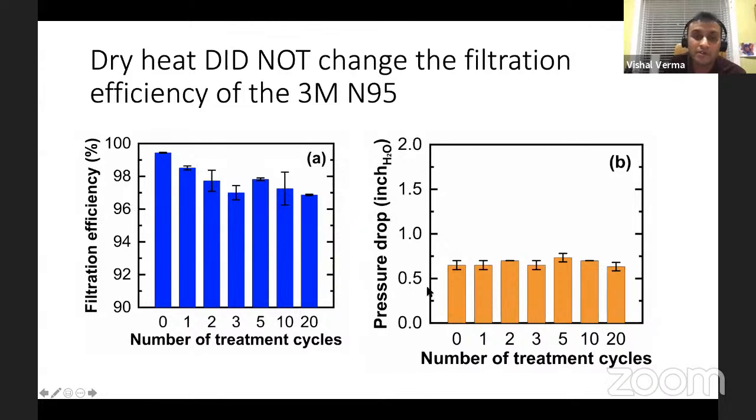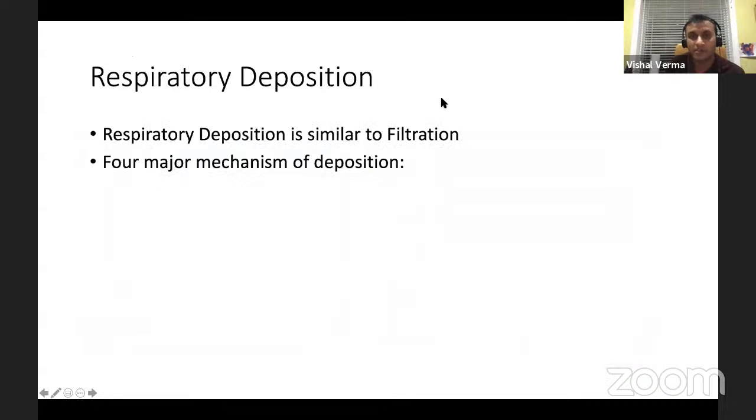Why is pressure drop important? Because if the pressure drop is very high, you will feel it. You will not be comfortable, because it will create a lot of resistance in the air. So you will not be comfortable wearing that mask. We found there was no change in the pressure drop of this mask, even after the heating cycle of up to 20 cycles. So that means there is basically no change, no deterioration in the performance of the N95 mask.